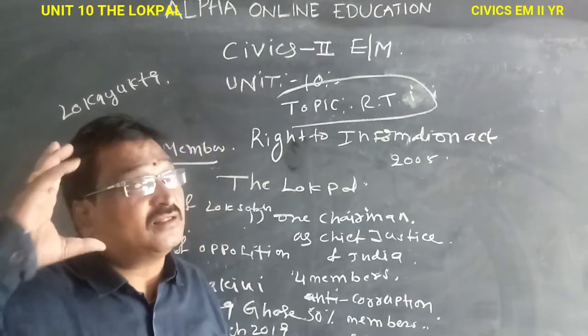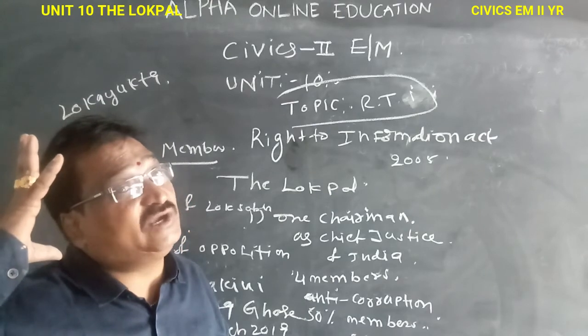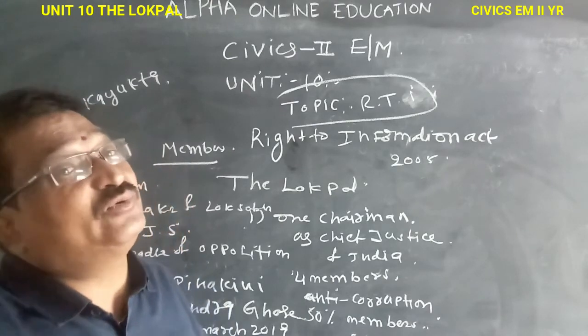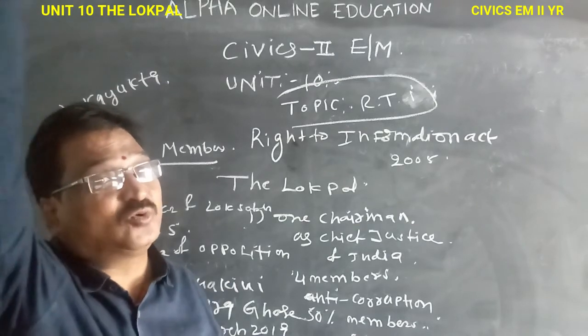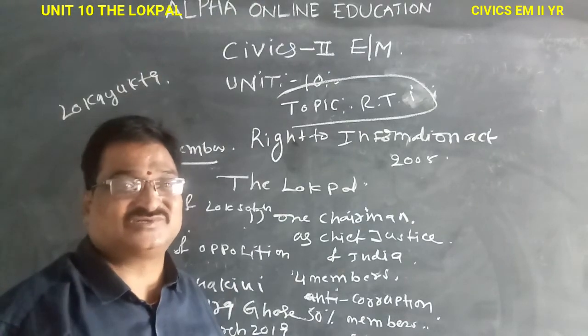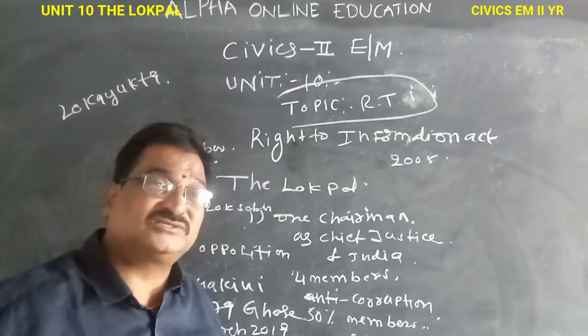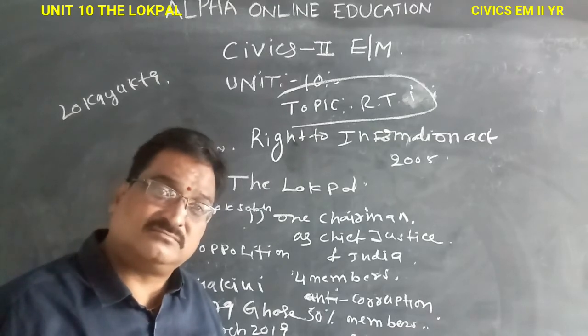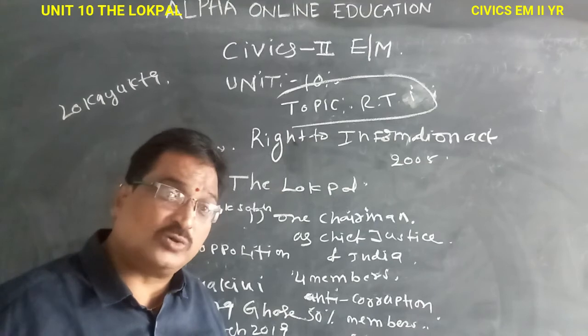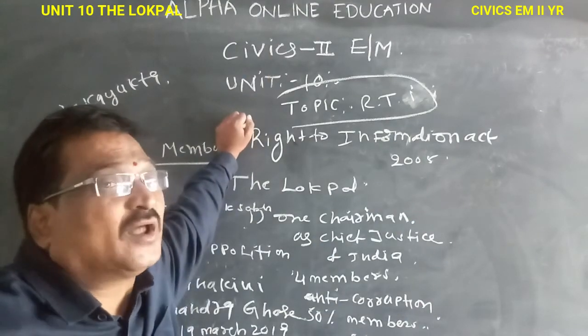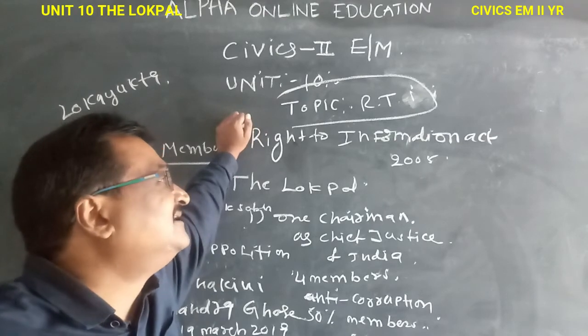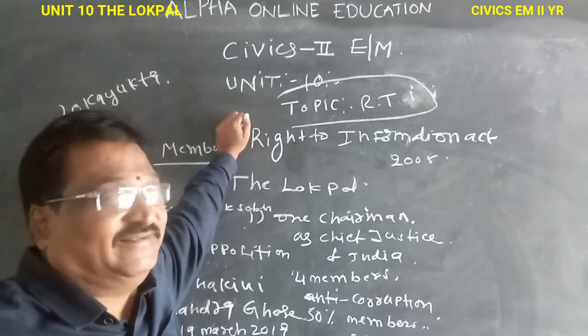At that time, the responsible person gives the information to you. If he does not give the information, at that time you go to the courts, and the courts take it up. So, the Right to Information Act, it is 2005.